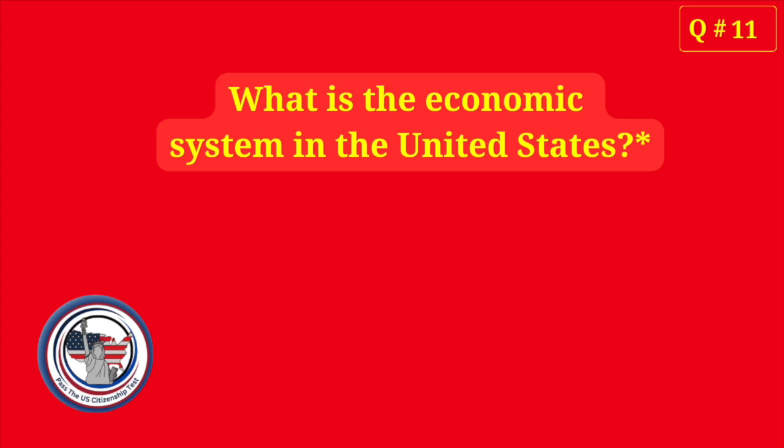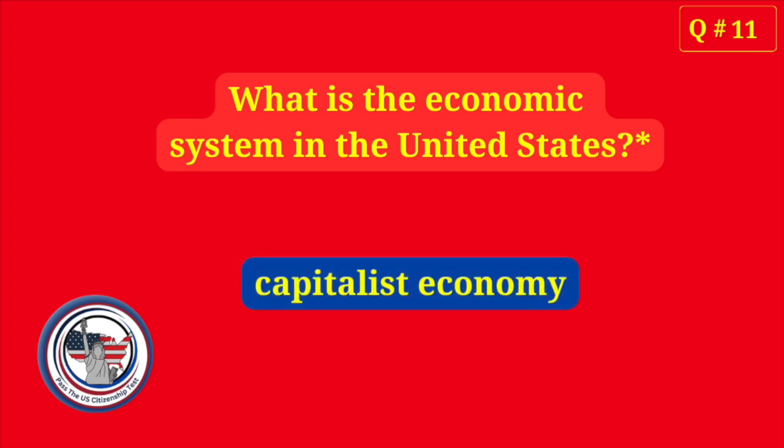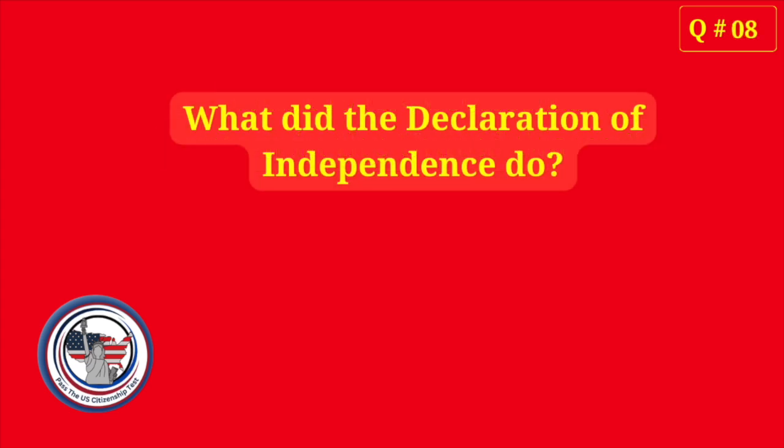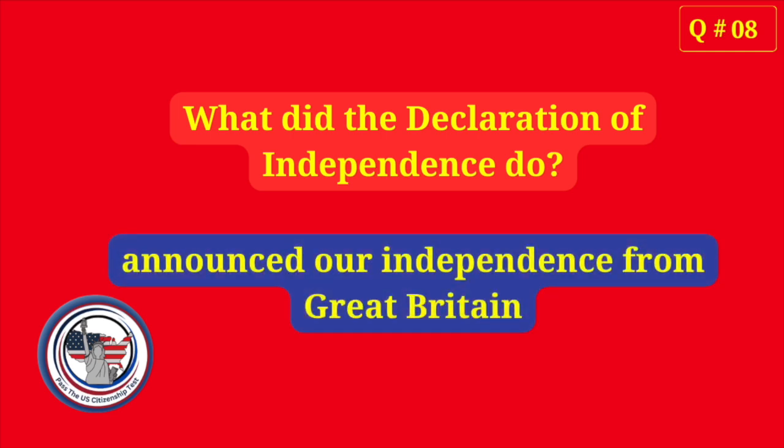What is the economic system in the United States? Capitalist economy. What did the Declaration of Independence do? Announced our independence from Great Britain.